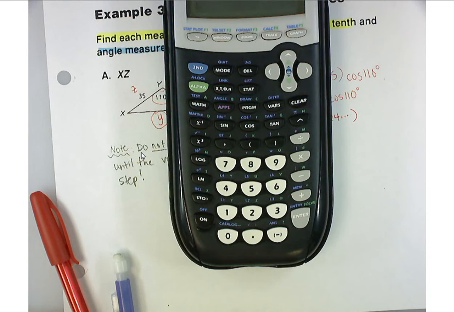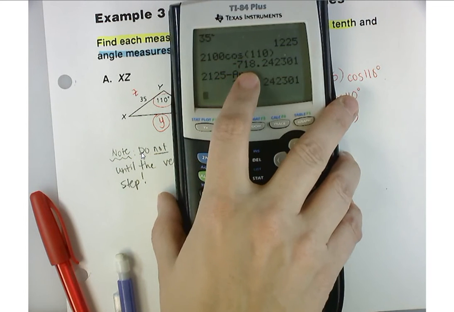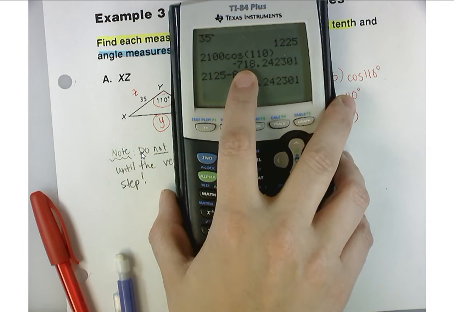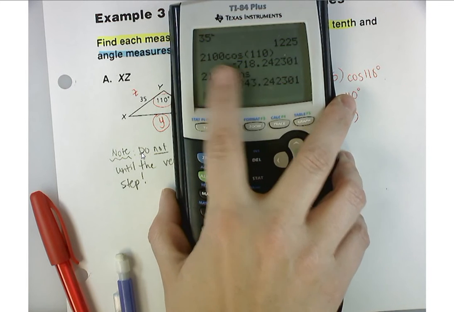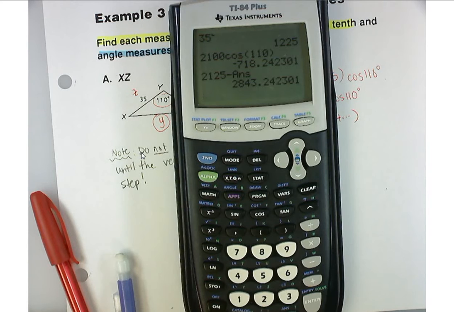Well, it'll only give you the same answer if you did your same steps as I did, right? It would only do that if that was your previous answer. Yep, so 2100 cosine of 110. So do the 2100, the cosine of 110. That's because you don't have the same answer there. So you just have to do plus.